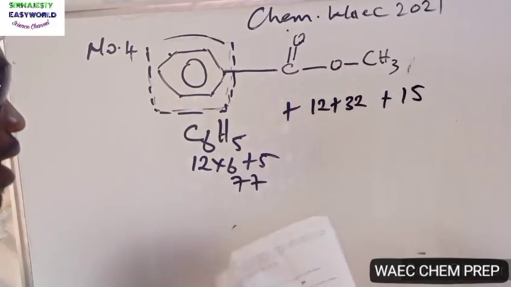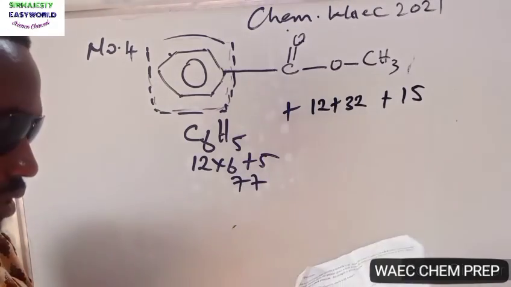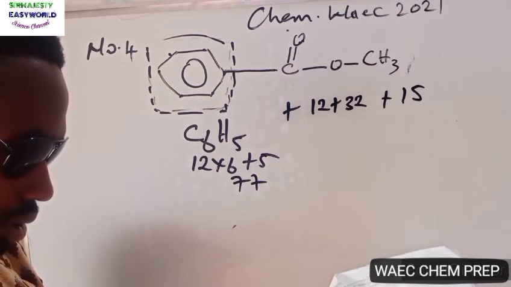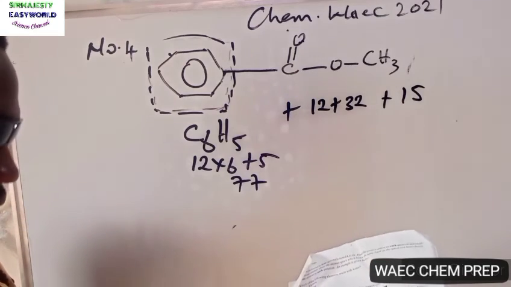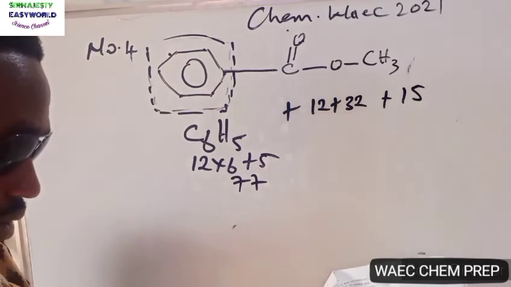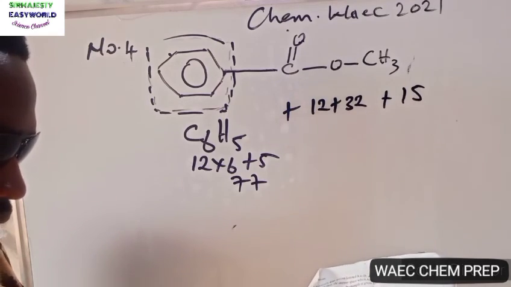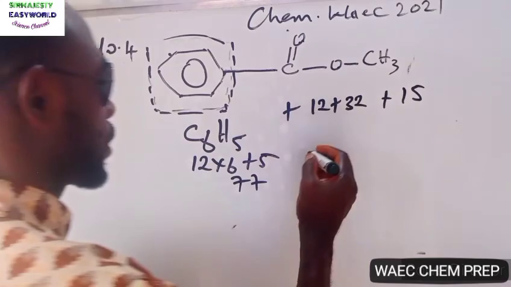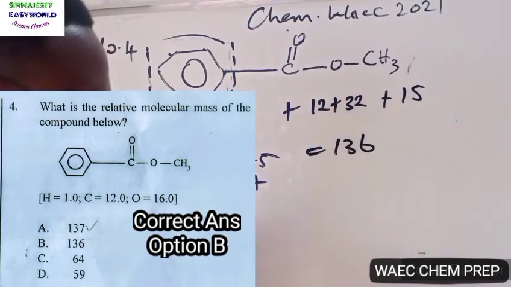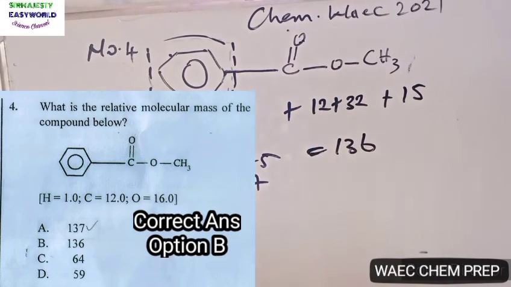So on the total, we have 77 plus 12 plus 32 plus 15, which will give you 136. So the answer is 136, which is option B, 136.